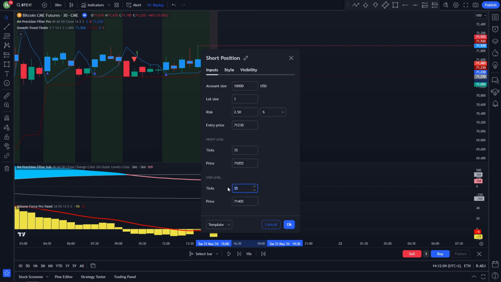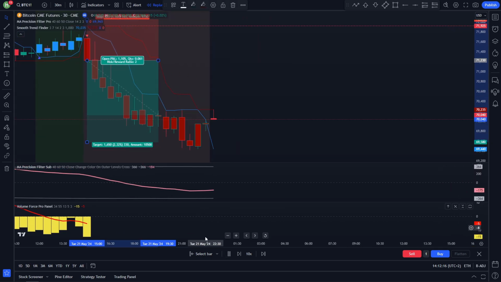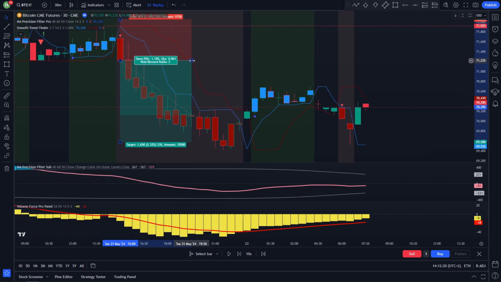For the sell trade, I will place my stop loss above the recent swing and aim for double the return. By patiently waiting for the sell signal confirmation and then validating it with volume analysis, you can confidently execute a well-timed sell trade to maximize your profits.